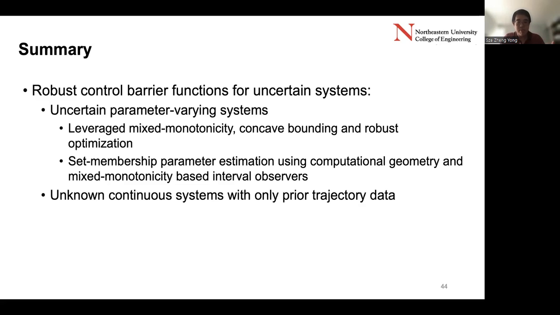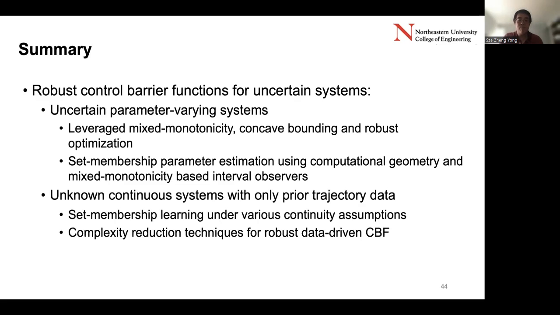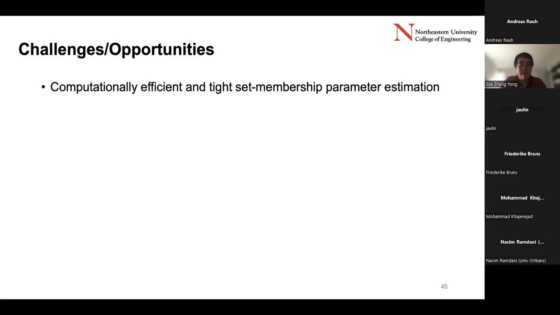We also talked about unknown continuous time systems with only prior trajectory data, where we then use set membership learning under various continuity assumptions. We also propose complexity reduction techniques so that this can actually be used and be fast enough.